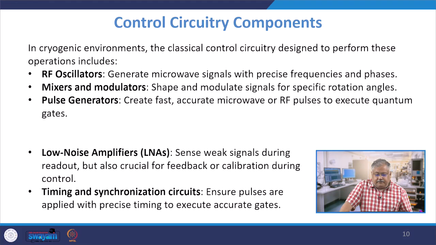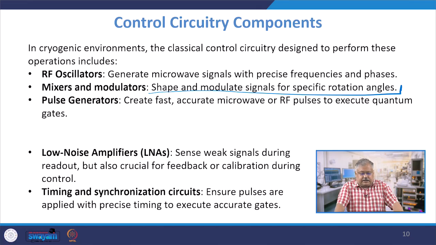Now, in a cryogenic environment, the classical control circuitry designed to perform these consists of RF oscillators, mixers and modulators, and pulse generators. RF oscillators, as you very well know, generate precise frequencies and phase of certain RF signals from 4 to 8 gigahertz or 12 gigahertz. What is the requirement for mixers and modulators? They are primarily used to shape and modulate the signal for specific rotation angles. So, if my rotation angle is not pi by 2 but something else, then mixers and modulators will help to shape and modulate the signal.